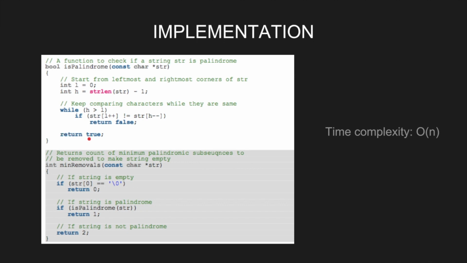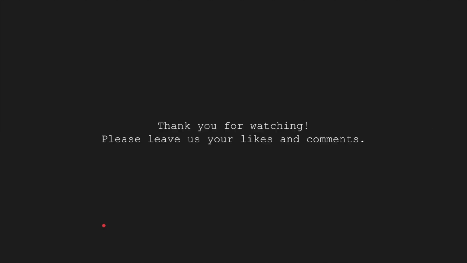Now let's look at the minRemovals function, which returns the count of minimum palindromic subsequences to be removed to make the string empty. If the string is empty, that is, if str[0] is null, return 0. If the string is a palindrome, return 1, and if not, return 2. The complexity of this solution is O(n).